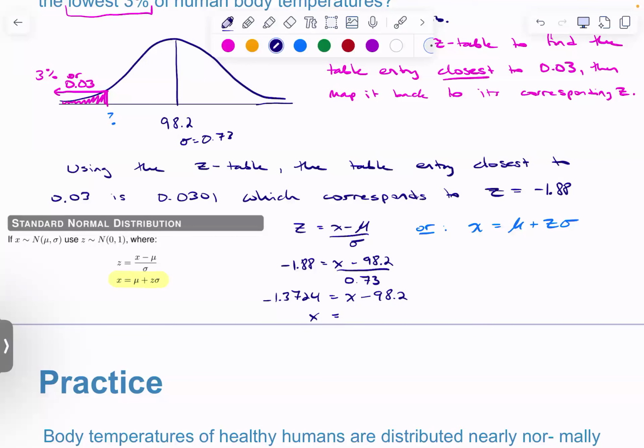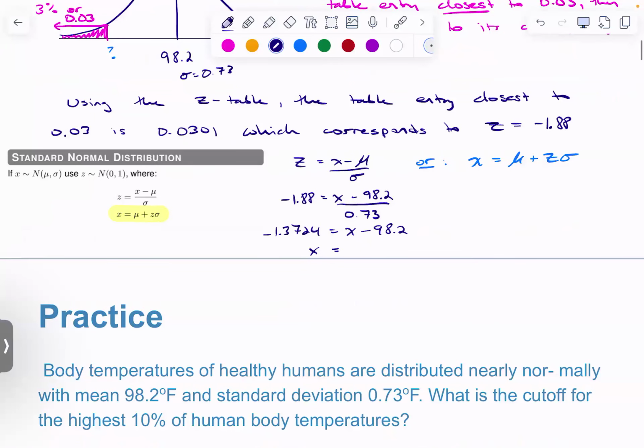So my X, if I add 98.2 to what I just found, and then I like to have whatever I'm solving for on the left-hand side. So I use the equal sign as kind of a revolving door, right? A is equal to B is the same as B is equal to A. And so now I'm going to add 98.2. And I find that X is 96.8276 degrees Fahrenheit.